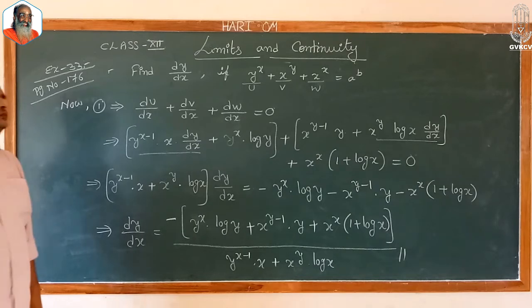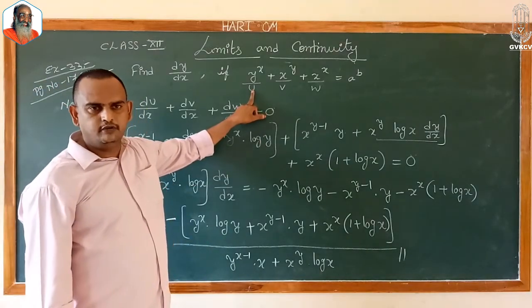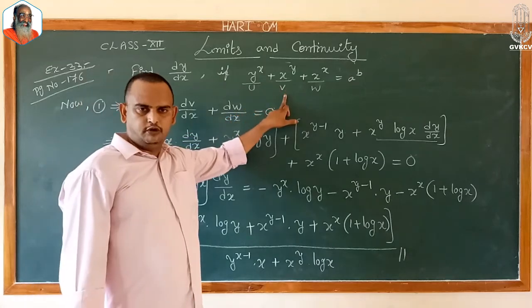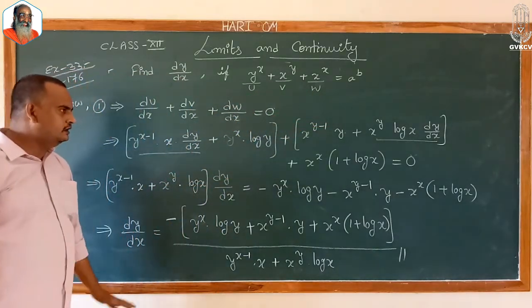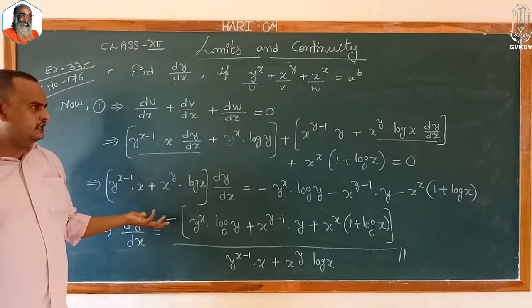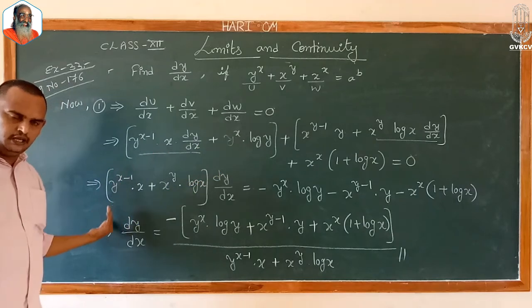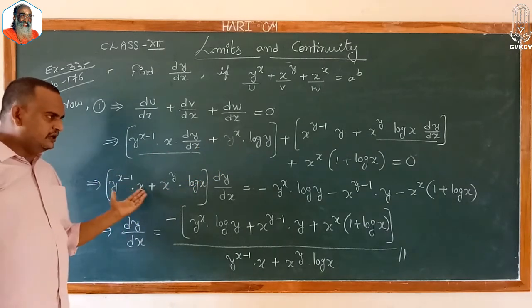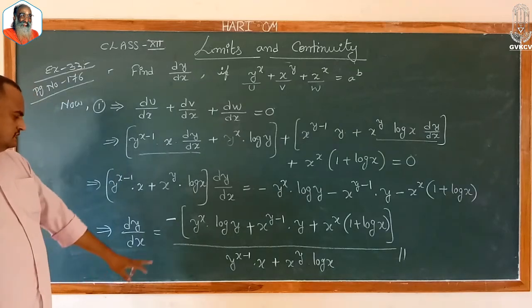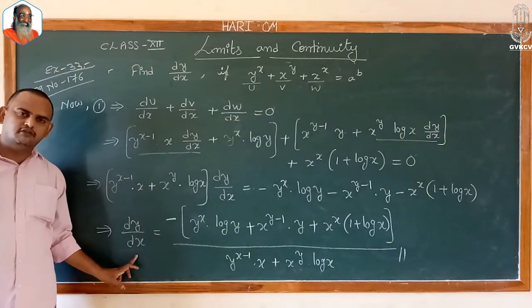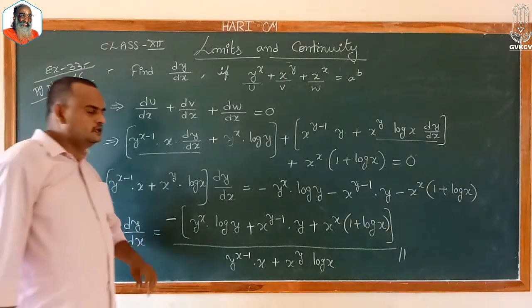A lengthy problem, we have to do very carefully. First we go for derivative of u, derivative of v, derivative of w, and finally adding, and we require dy by dx, so identifying the dy by dx terms, taking on LHS side, remaining all terms sending to RHS side, then simplifying. This is the final derivation of dy by dx. This is about example number 33.